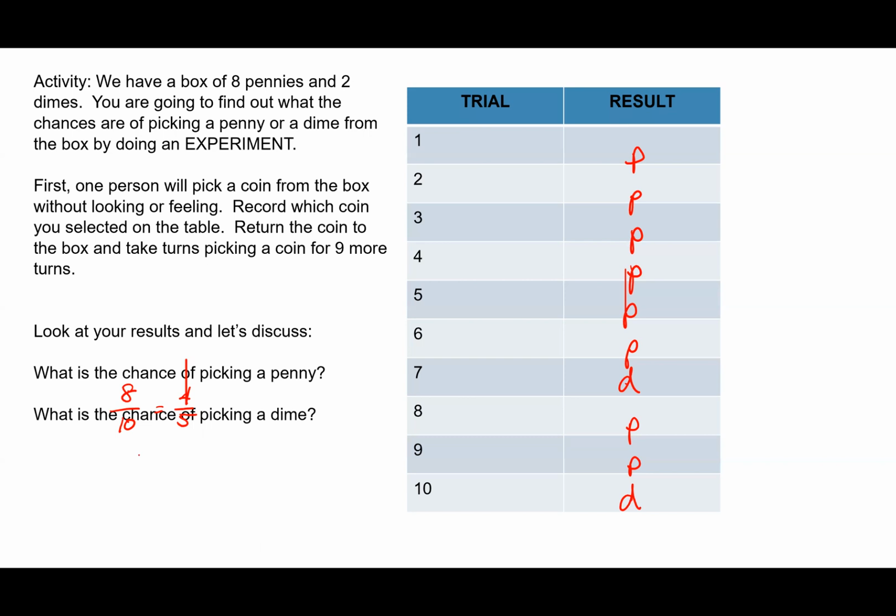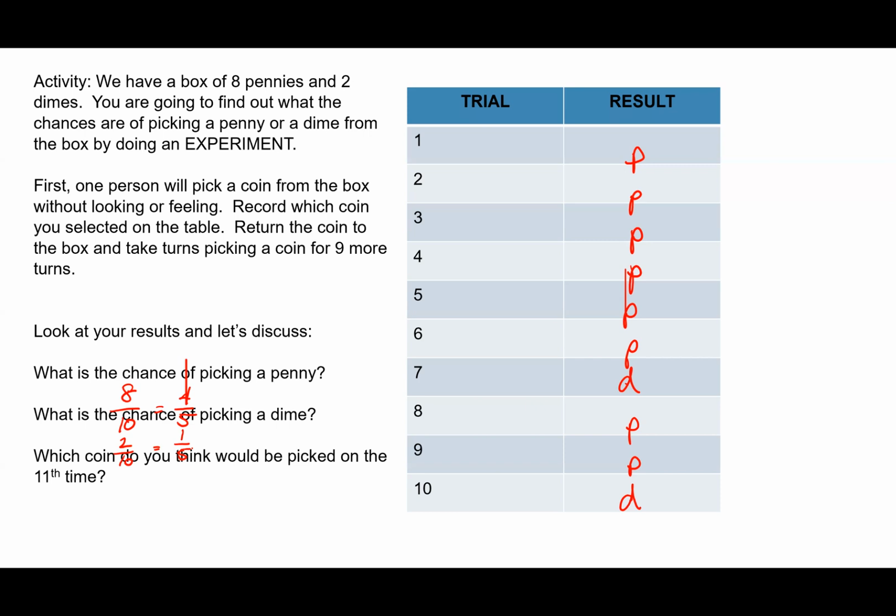How about your chances of picking a dime? Okay, let me ask somebody else. What was your chance of picking a dime, Gabby? So if you look up here, Gabby, we're just using these results right now. So I know yours are probably different. Since this is experimental probability, we're all going to have maybe different results. What was the chance of picking a dime? Yeah, good job. And simplified that is 1/5.